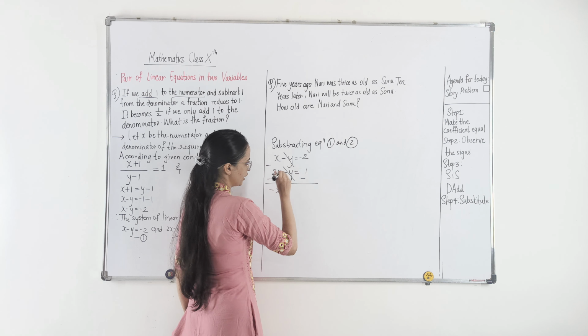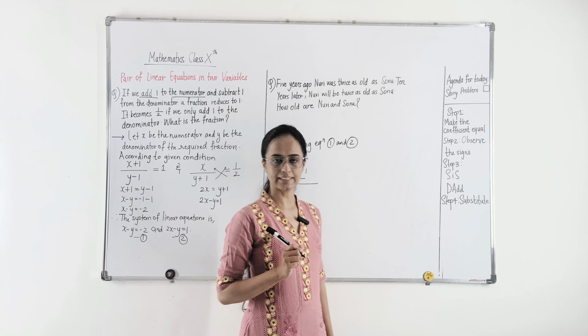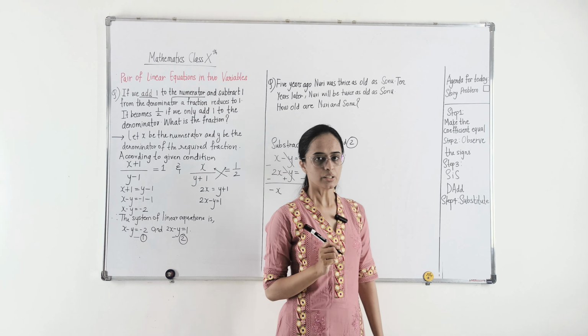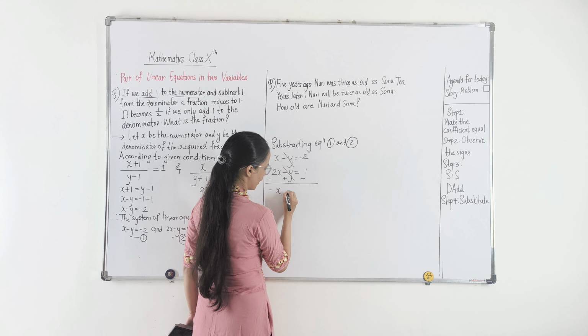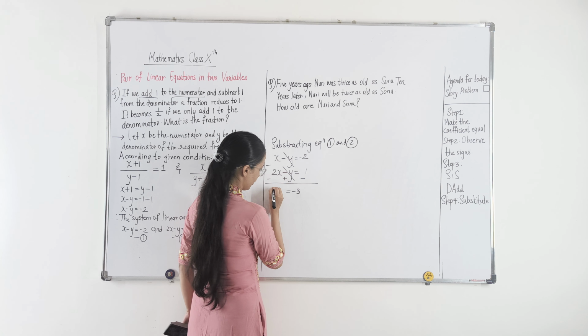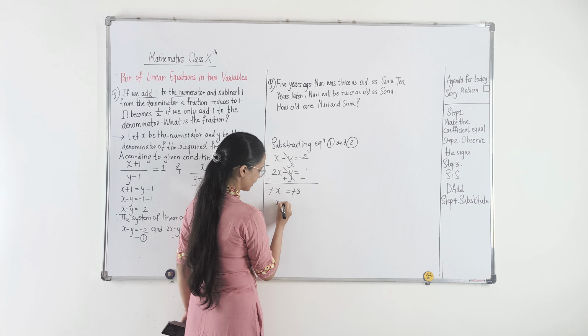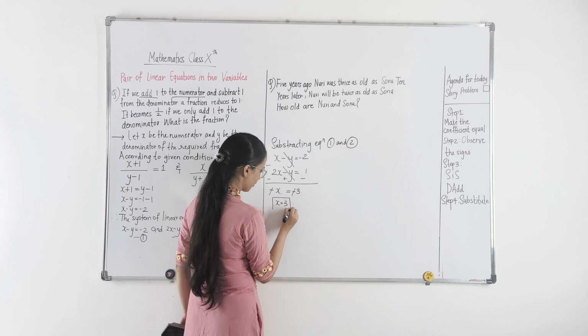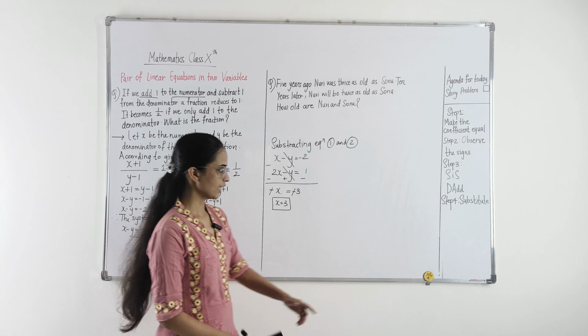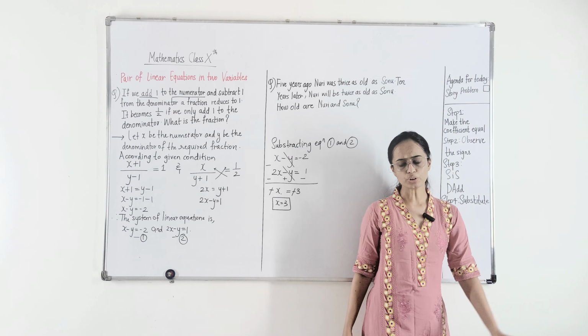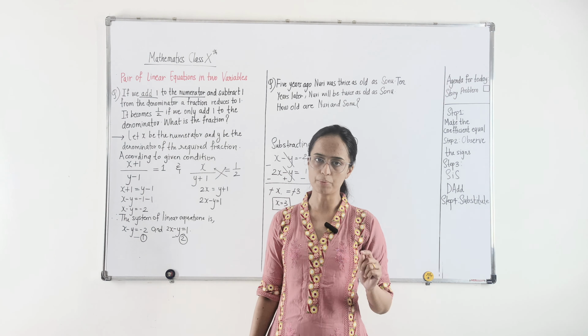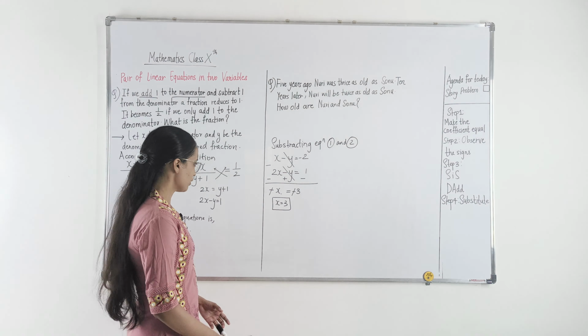Since this is the elimination method and step number 3 is the magical step, therefore your minus y and plus y gets cancelled. Minus 2 minus 1 is minus 3. Now minus and minus gets cancelled, and that is how you get x ka value as 3. Now once you have got x as 3, according to step number 4, you're supposed to substitute this in any one of the equations.